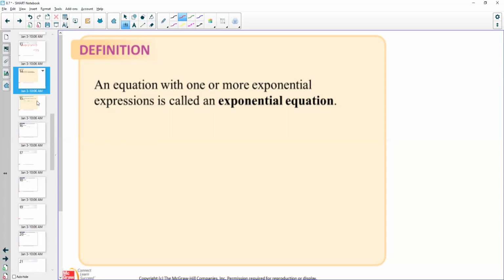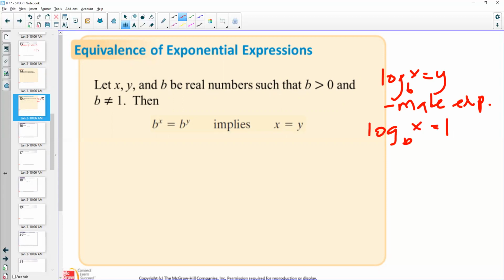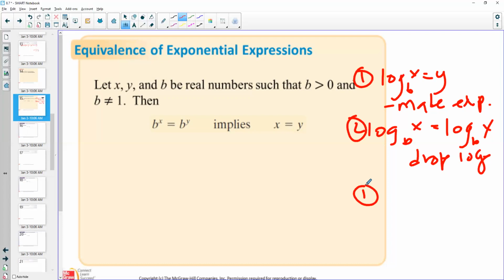When we have an exponential equation, basically the first way to solve, so for logs we had two ways. We had log base b of x equals y, make exponential. If we had log base b of x equals log base b of y, drop. So that's one, that's two. In exponential form, we have two choices as well.